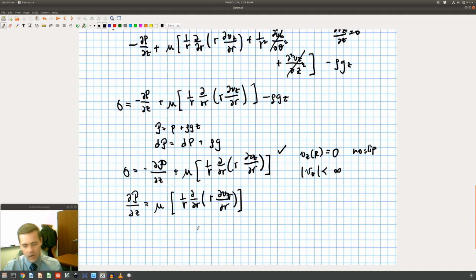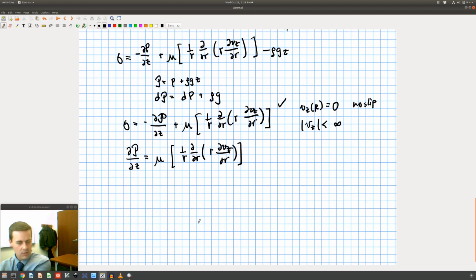So now, if I look at this for a minute, this is telling me I have some function over here, okay, and pressure changes as a function of z. But pressure doesn't change as a function of r. It only changes as a function of z. So the dynamic pressure is a function of z only. So that means that the derivative with respect to r is equal to 0.